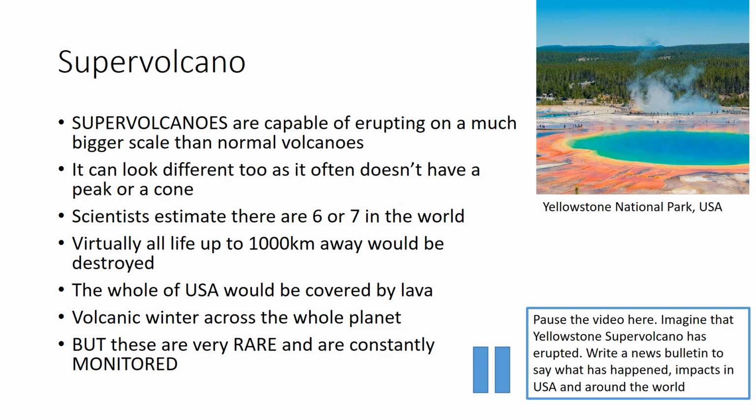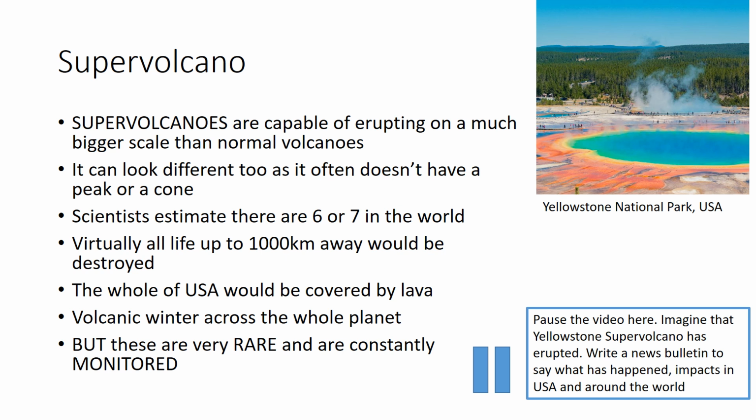Scientists think that there are about 6 or 7 of these supervolcanoes. At Yellowstone National Park in America, the caldera is so big that scientists had to use photos from space to check that it was a caldera. About 6.5 kilometres below the Yellowstone National Park is a 64-kilometre wide magma chamber. We have had supervolcanic eruptions in the past.